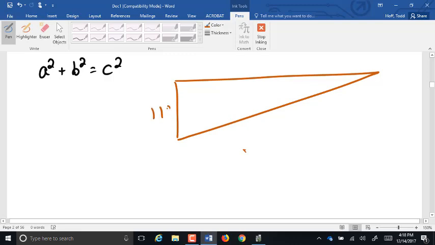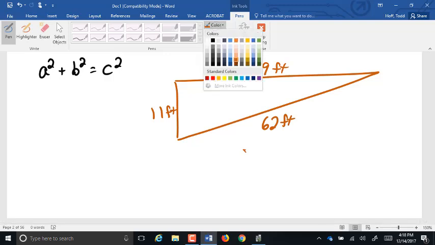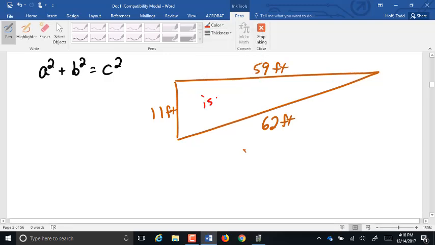if this is 11 feet, this is 59 feet, and 62 feet. And I want to test, is this a right triangle?